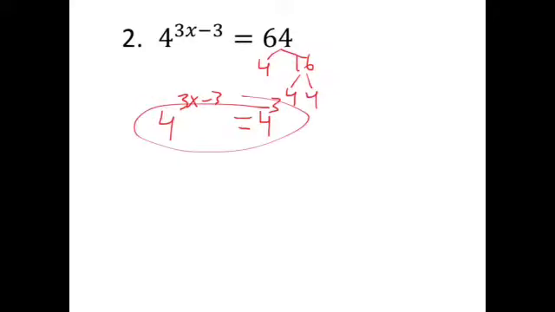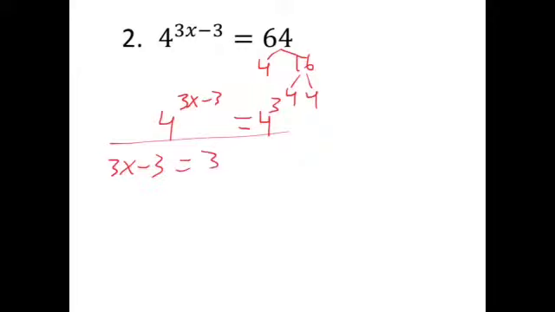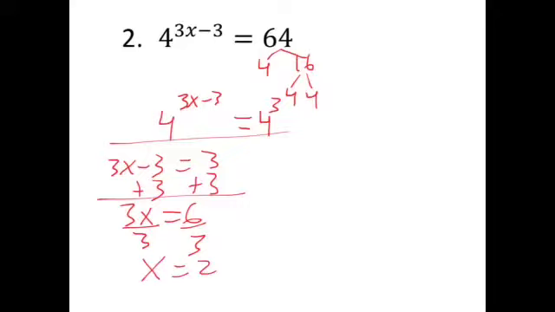So since our bases are the same, we can now set our exponents equal to each other. And so now we're looking at 3x minus 3 equals 3. We'll now just solve this one like normal. We need to get our x term by itself, so add 3 to get rid of the subtract 3 term. We have 3x on the left side, 6 on the right side, divide by the 3 in front of x to get x all by itself, and when you do that you have x equals 2.